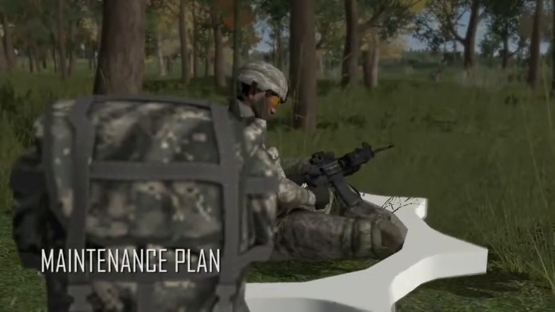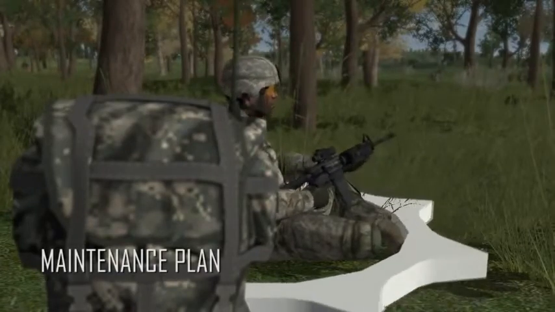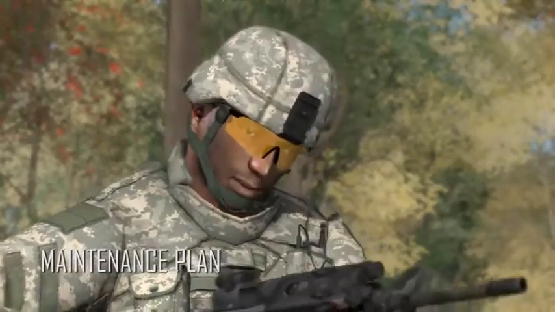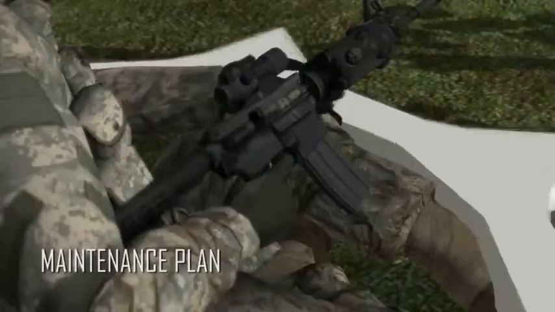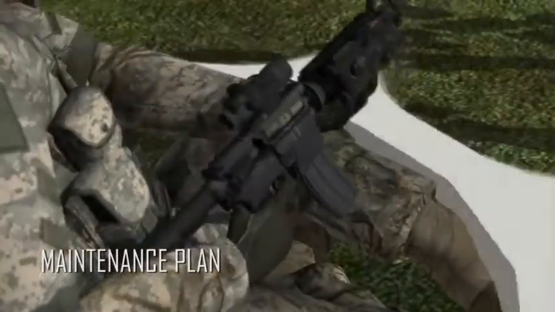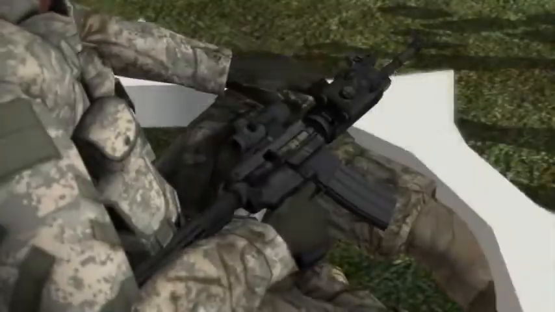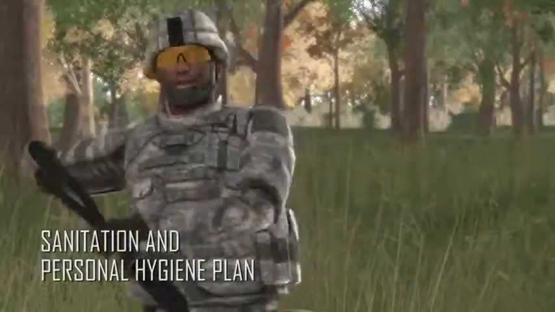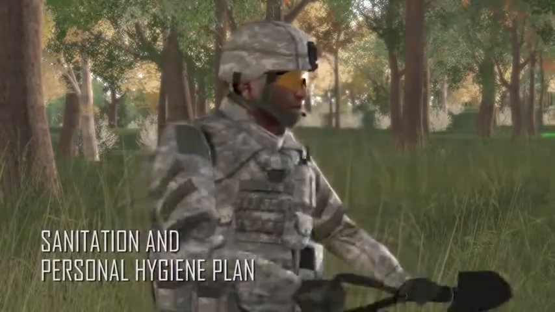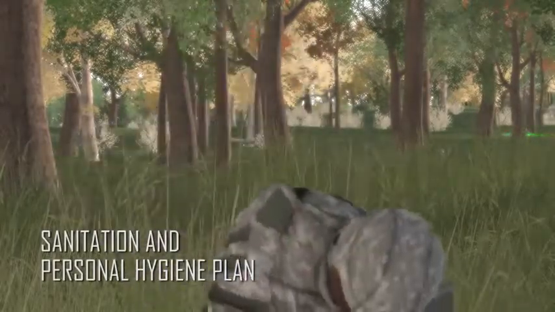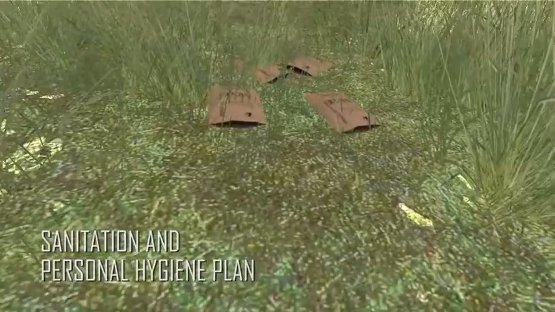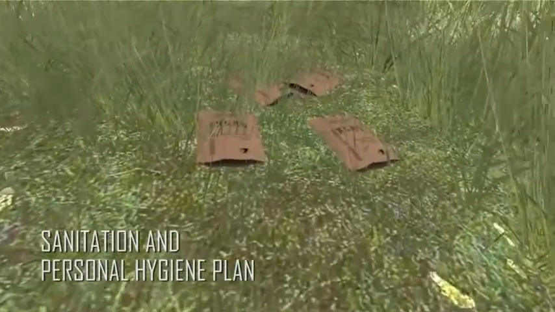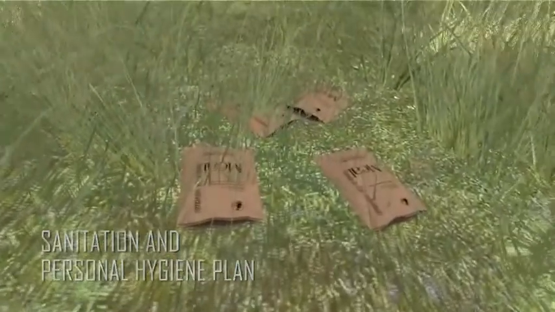Maintenance plan. The patrol leader ensures that crew-served weapons, other weapon systems, communication equipment, and MVDs are not broken down at the same time for maintenance. They also redistribute ammunition. Sanitation and personal hygiene plan. The assistant patrol leader ensures the platoon slit trench is dug and marked at night with a chemical light inside the trench. Soldiers ensure that no trash is left behind, as the patrol base must be sterilized upon departure.